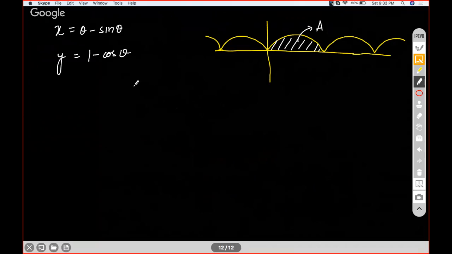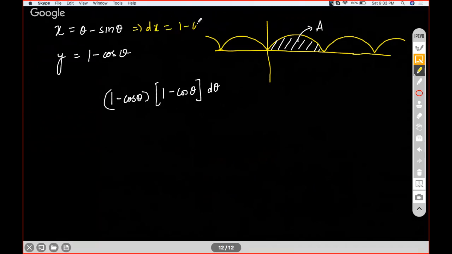So first of all, the same methodology you would apply: y dx. The dx here would be 1 minus cos theta, d theta. Correct? Now I'm worried about the integration. From where to where should I integrate? From 1 to 0.